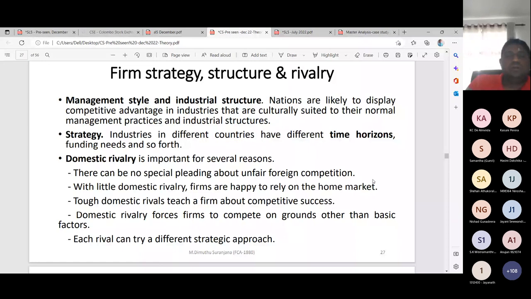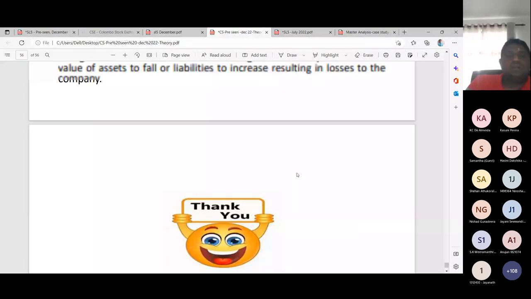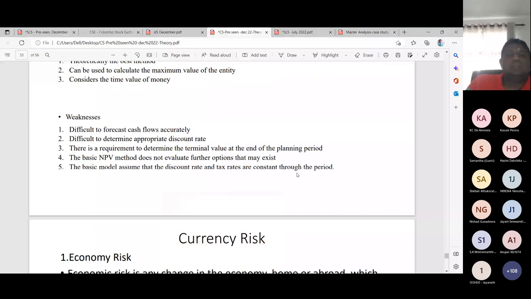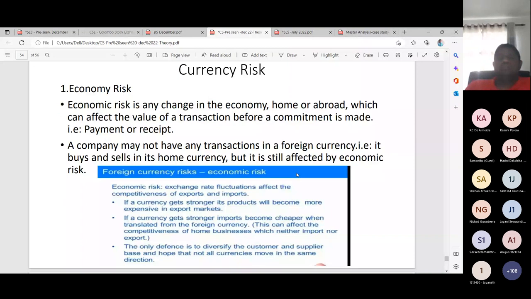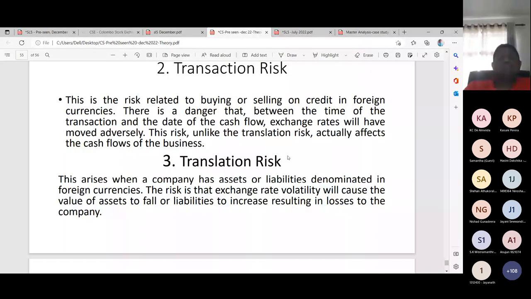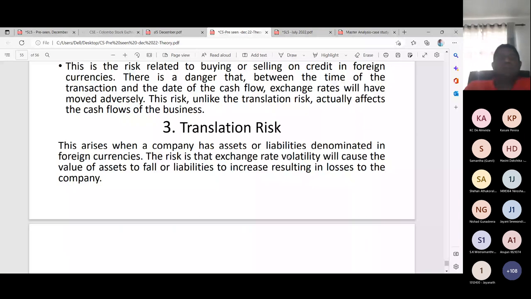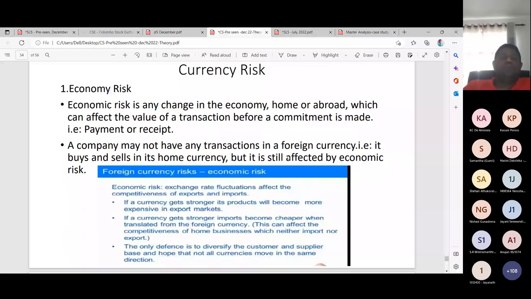I'll show you some of the stuff. This currency risk, I have to carefully look at this currency risk. So we all know that there are three different types of currency risk: economic risk, transaction risk, and translation risk. So you have to carefully look at these three risks and how they are applicable to the given scenario.